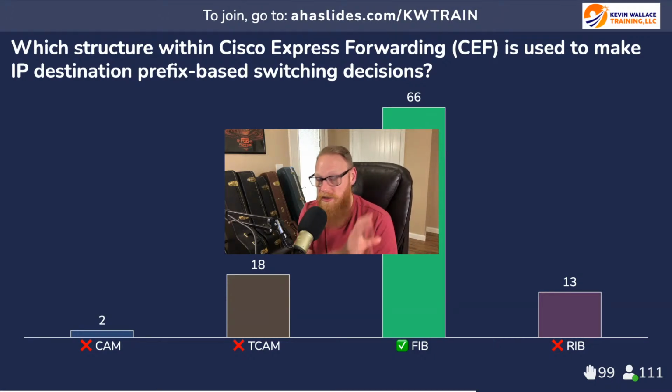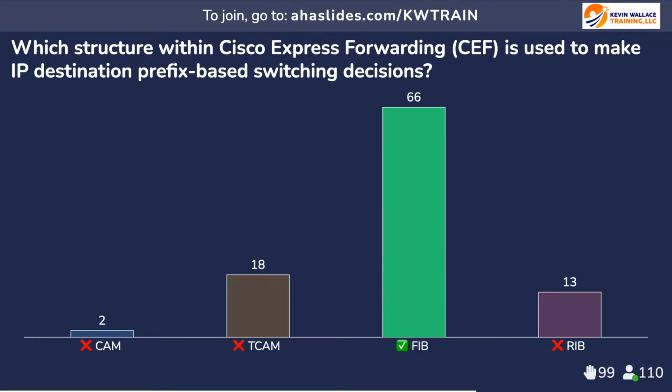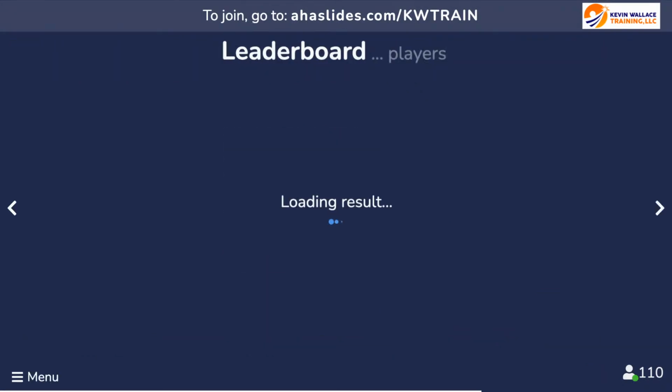When we have our routing topology change, the IP routing table, of course, will be updated, and then those changes are going to be reflected over to the FIB, and the FIB is going to maintain next hop address information based on the information from the IP routing table. So good job there. Here's the leaderboard.